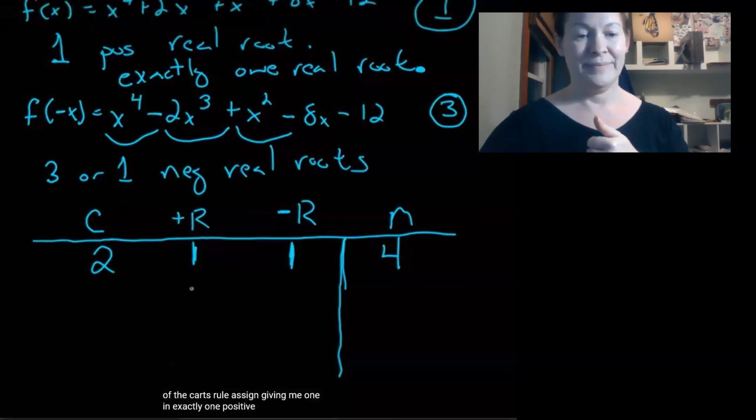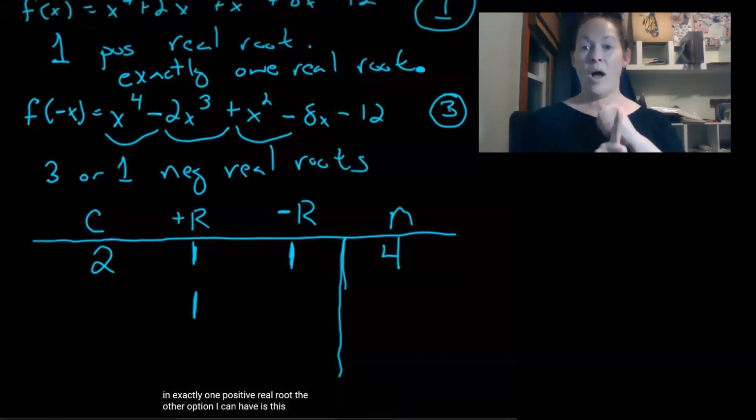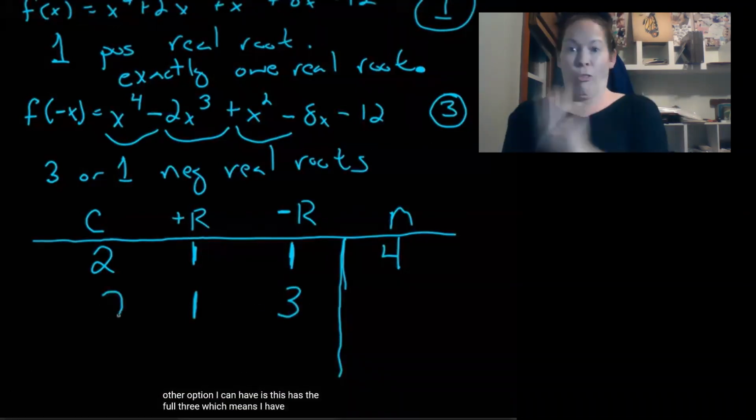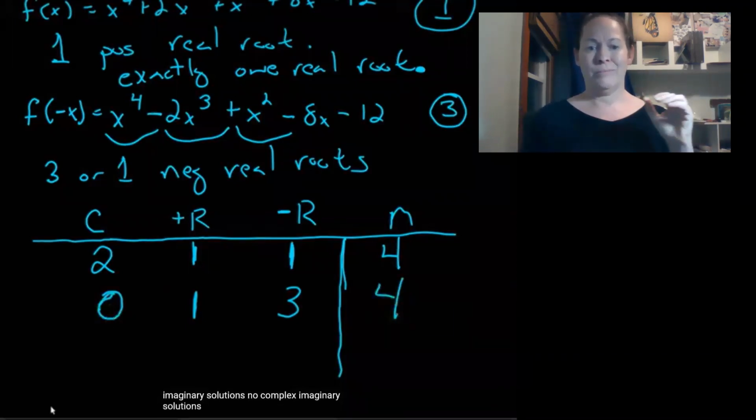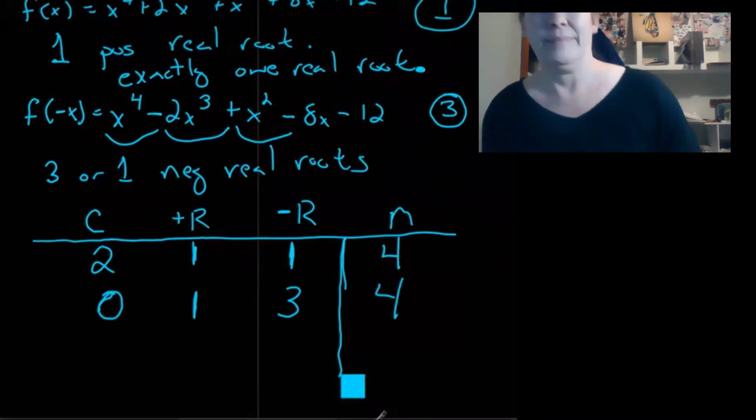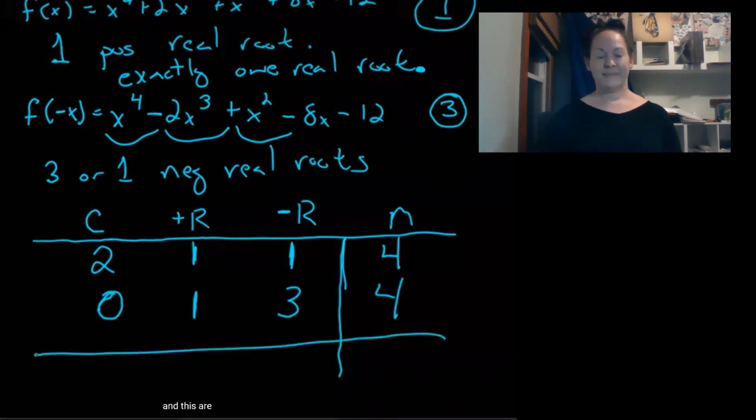and exactly one positive real root. The other option I can have is this has the full 3, which means I have no imaginary solutions, no complex imaginary solutions. And these are the only 2 sets of answers I can get.